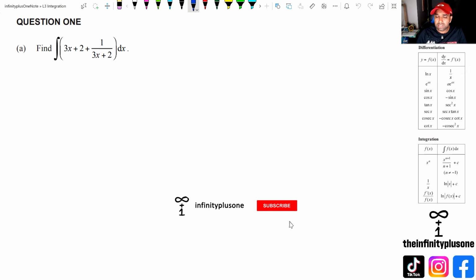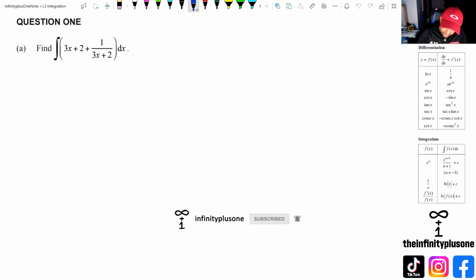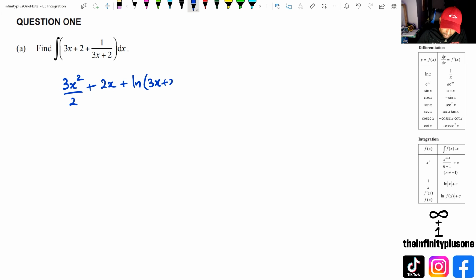Alright folks, so let's get started with question 1a. So question 1a, what we've got is just a basic integration question here. So 3x is going to integrate to 3x squared over 2. 2 will integrate to just 2x. Now when we have 1 over 3x plus 2, we're going to have ln of 3x plus 2. And of course you've got to divide by the differentiation of whatever's in that bracket there, which is going to be 3. And of course we've got plus c to go along with the end.